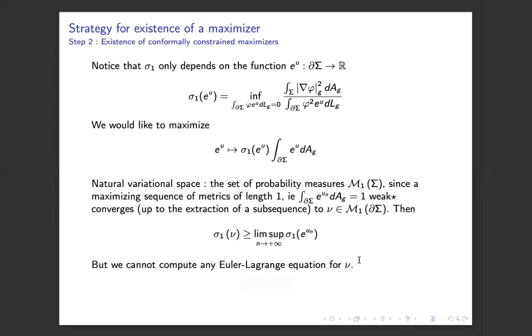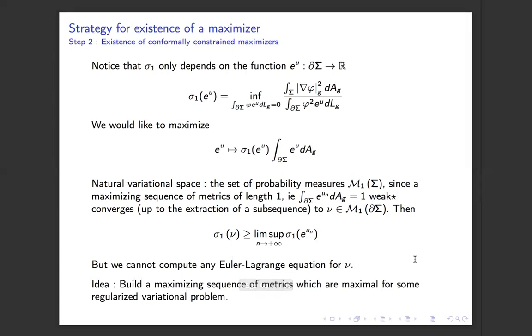Because as you saw before, the Euler-Lagrange equation begins like there are eigenfunctions such that blah, blah, blah. But here, we do not have any eigenfunction associated to measures. We can define eigenvalues, but we cannot prove that this infimum is realized when we replace e to the u by some measure. So we have a problem here.